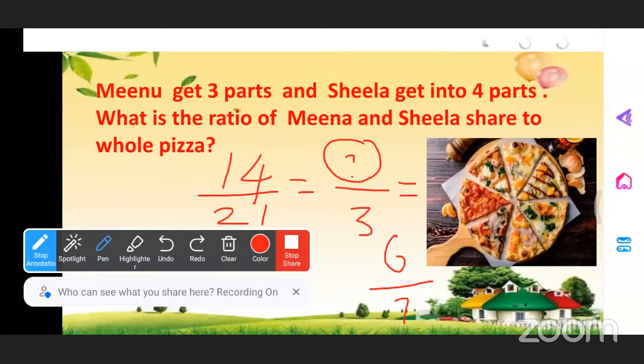Anyone find the answer? Ma'am, 2. Here is the 2. Nice. And then 6 divided by which term comes? Which number came here? 9. Very good, super. Both of you, nice try. Here the answer is 2 and 9.